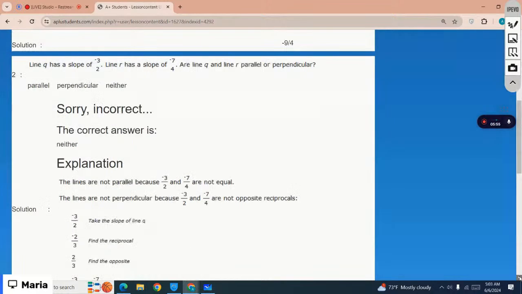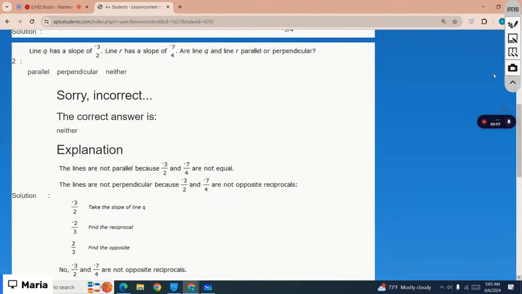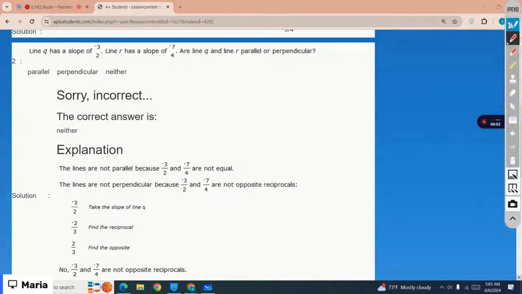The next one: line Q has a slope of -3/2, and line R has a slope of -7/4. You are given the slopes of the two lines, and you need to see if line Q and line R are parallel or perpendicular. First, let's check if the lines are parallel. If the lines are parallel, their slopes are exactly the same, but they are not the same: -3/2 and -7/4. That means they are not parallel.